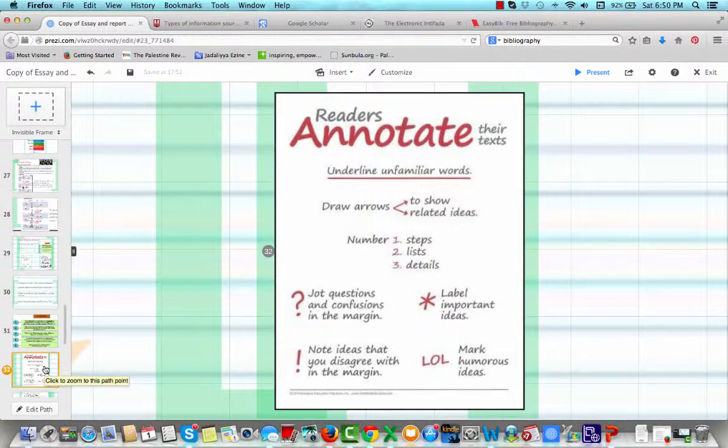So, in annotation, how do you annotate? All right, again, this is not set in stone and you can choose to do whatever works for you. You can underline unfamiliar words, you can circle them, you can highlight them. This is your choice. Now, drawing arrows to show related ideas is usually useful. You can number for steps, lists, or details. And then you can jot questions and confusion in the margins if you do not understand a specific something. This exclamation point is something that basically is surprising to you or that you disagree with. The star is to label important ideas.